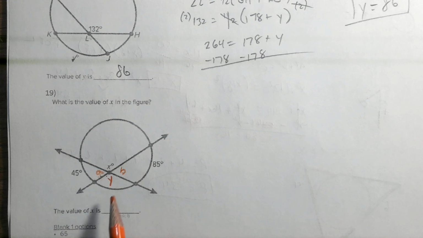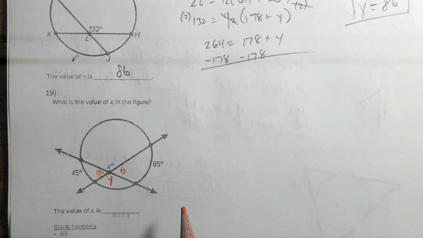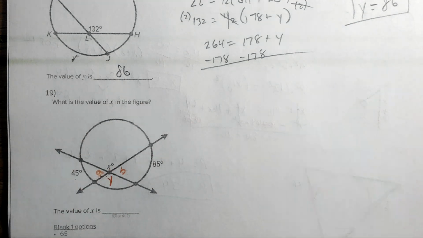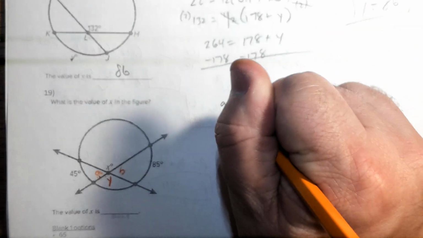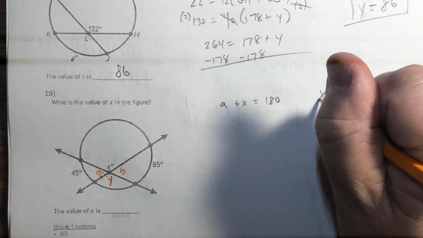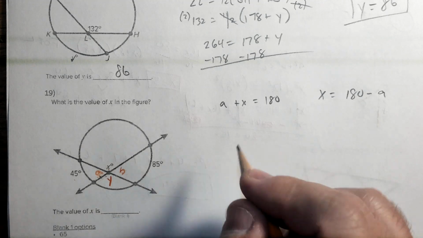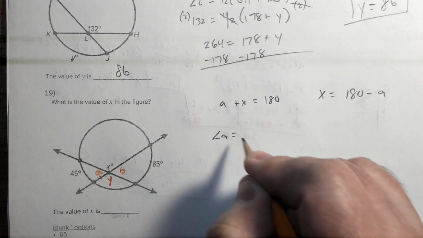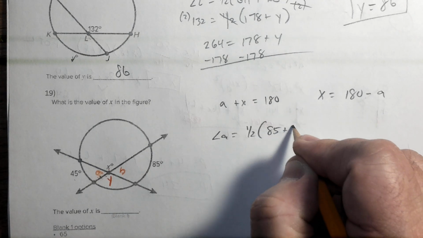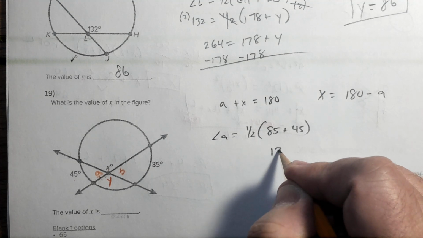supplementary. Okay, so what we're going to have to do, we're going to use these arcs to find these guys, because they'll be the same, and then we're just going to subtract this from 180 to get X. So, because A plus X equals 180, because they're a linear pair, X is going to equal 180 minus A. And then angle A equals 1/2 of this arc plus this arc. Alright, 45 and 85 make 130.